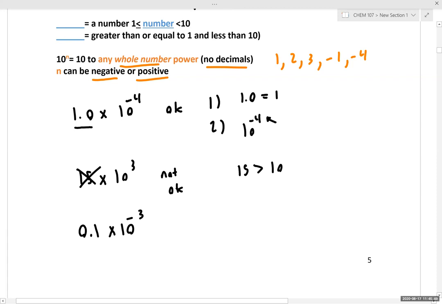No. Yes or no? I see a lot of students answering no. It's not okay in scientific notation because if we look at 0.1, is it between 1 and 10? Is 0.1 between 1 and 10? No. 0.1 is less than 1, so it's not okay.